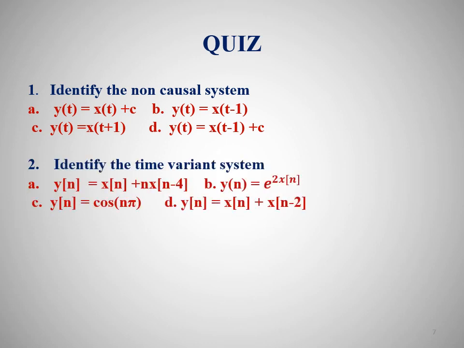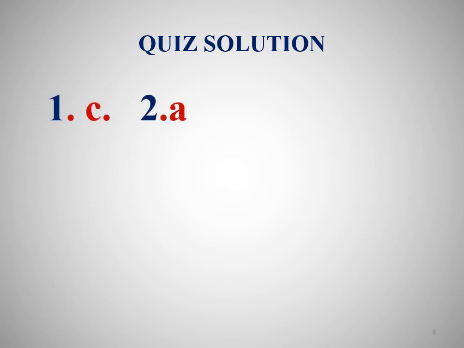Next, let us try to identify the time invariant system. The first problem is y of n equal to x of n plus n into x of n minus 4. By now, we know that when there is an n or a t in the expression, that will also be delayed, giving a time variant case. So this is an example of a time variant case, whereas y of n equal to e into x of n is time invariant. Similarly, the third and fourth are also time invariant. So the answer is 2A. So the solution for the quiz is 1C and 2A.